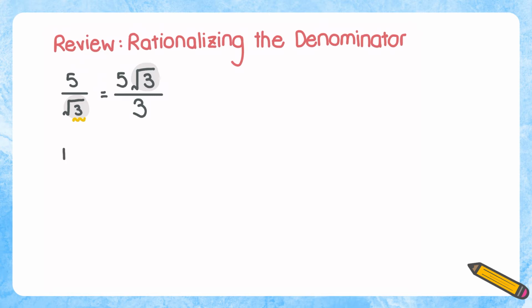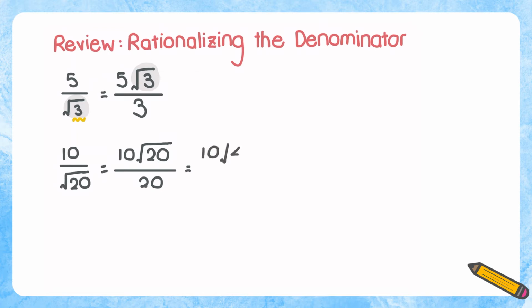Now what happens if we have something like 10 over radical 20? Let's rationalize the denominator. So we want radical 20 to move to the numerator. So 10 times radical 20 over 20, the radicand. But I can actually simplify this a little more.